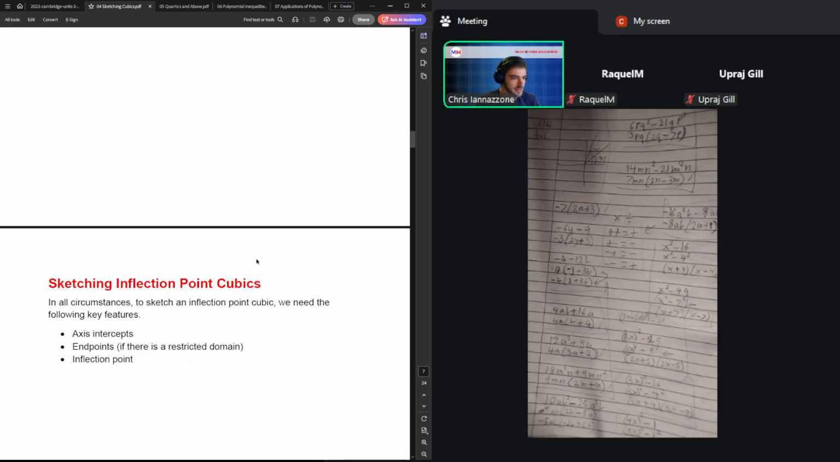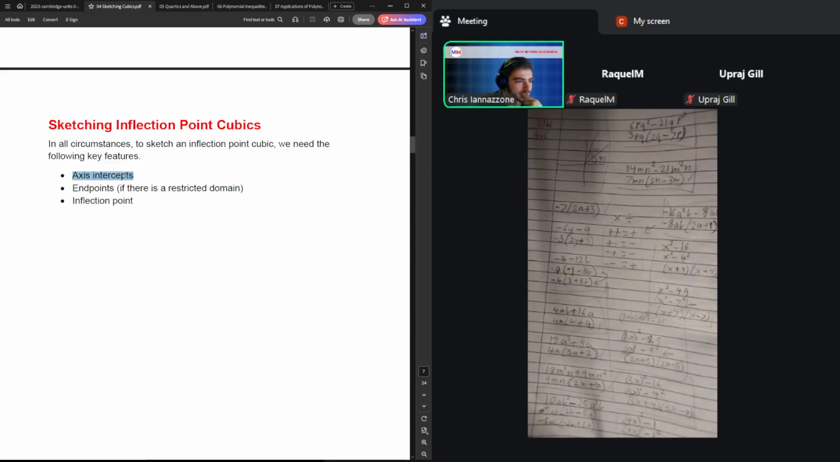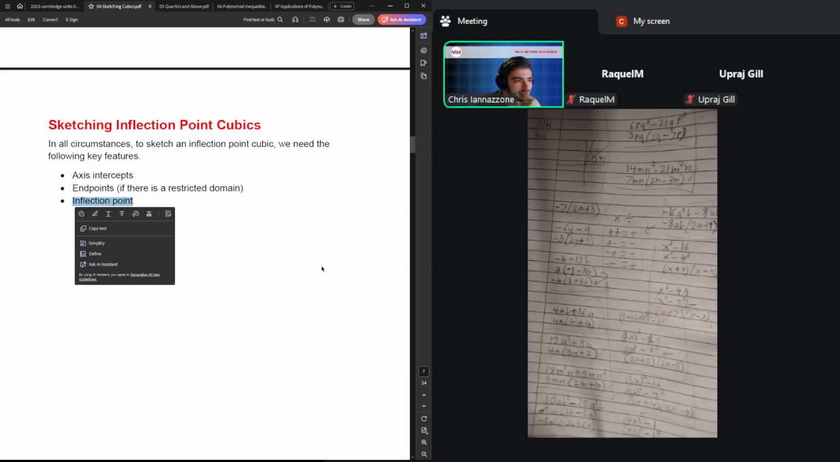Cool, okay. So what do we actually do to now sketch any given inflection point cubic? Well, we want to know where the axes intercepts are. If there's a restriction on the domain, we're also going to care about the endpoints of the graph. And the last key feature is going to be the inflection point.